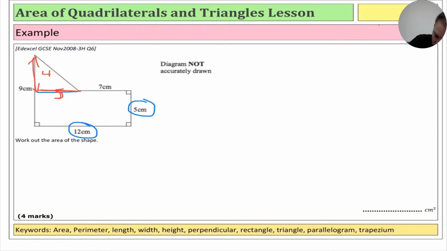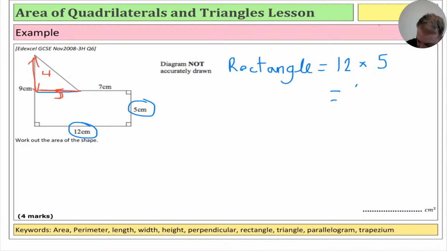So on the side in your book, make sure you write down rectangle. Now notice I've done it in a particular colour. Again, excuse my scruffy handwriting. I'd usually be using the pencil. The area of the rectangle is going to be the base, which is 12, times by the height, which is 5. And 12 times by 5 is equal to 60 centimetres squared.